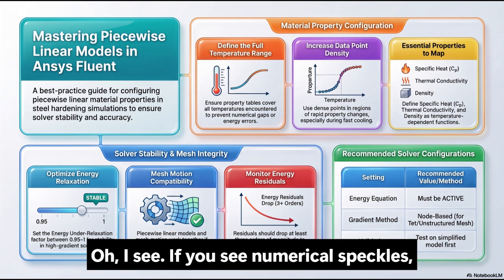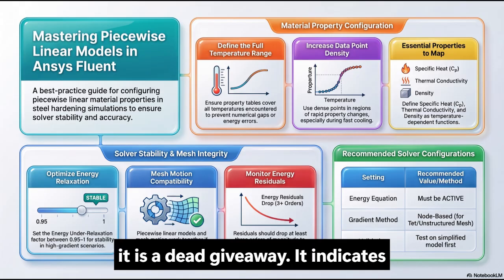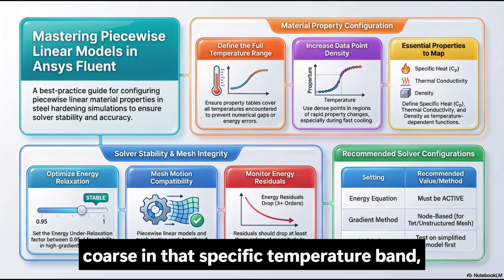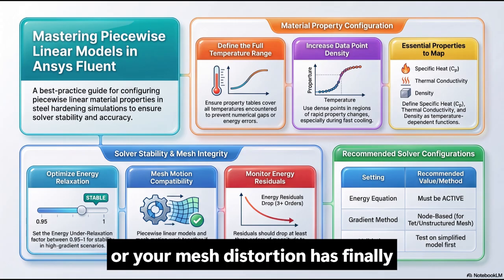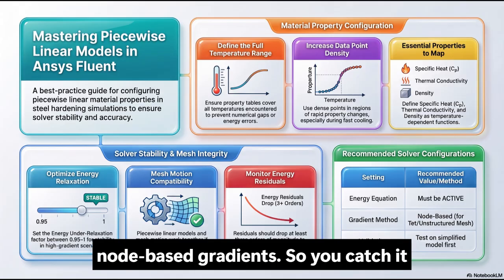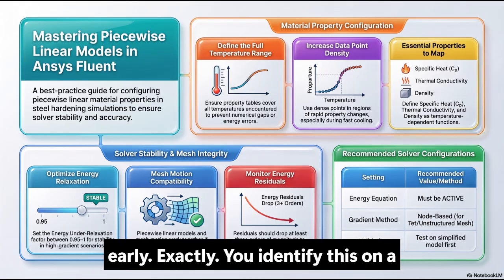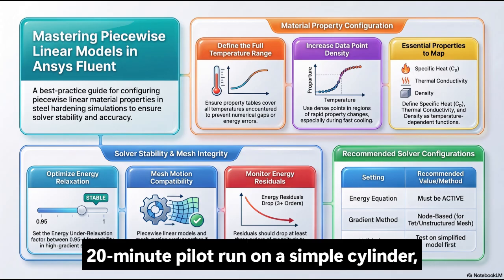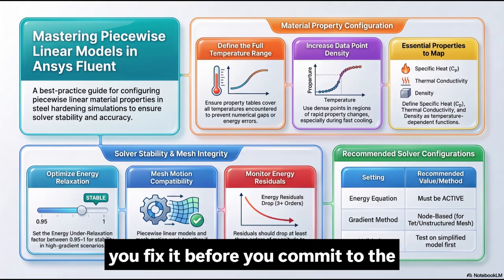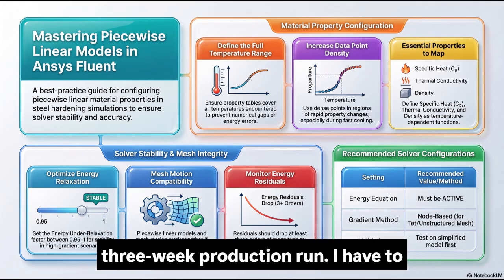If you see numerical speckles, it is a dead giveaway. It indicates either your material table is still too coarse in that specific temperature band, or your mesh distortion has finally exceeded the limits of even the node-based gradients. So you catch it early. Exactly. You identify this on a 20-minute pilot run on a simple cylinder, you refine your mesh or your tables, and you fix it before you commit to the 3-week production run.